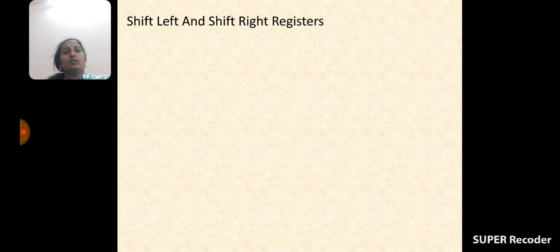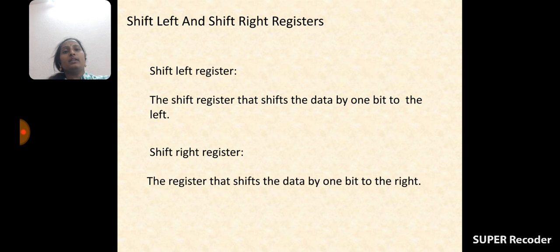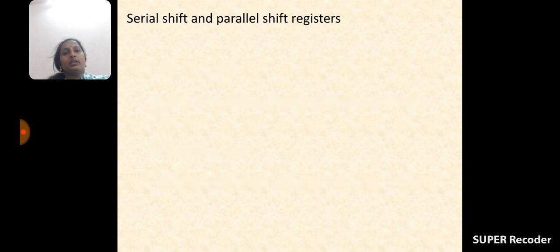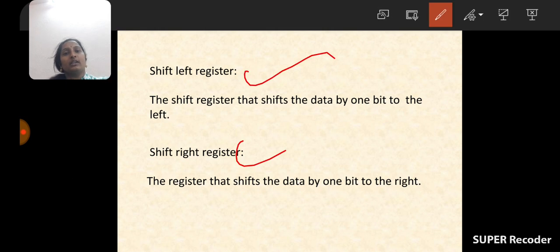And see here, in shift left register, the data is shifted bit by bit. In shift right register, the definitions are there, I already told you, but once see: in shift left register, the data must be shifted bit by bit to the left. To the left means from right. And in shift right register, it will shift the data bit by bit to the right side. Right side means from left side to right side, it will shift the data.